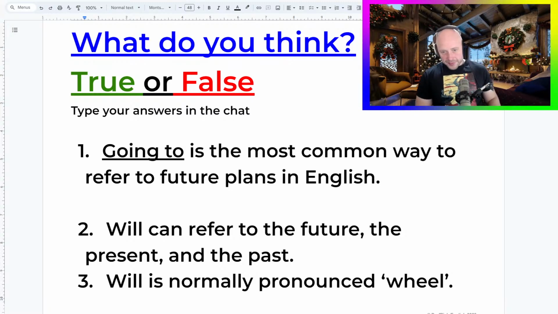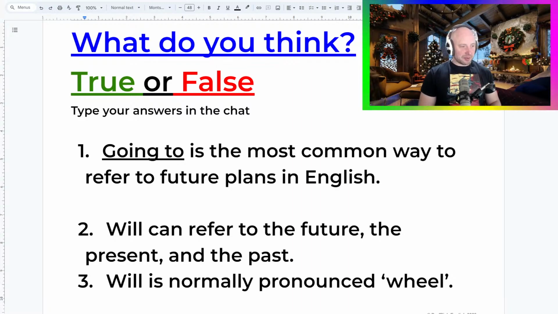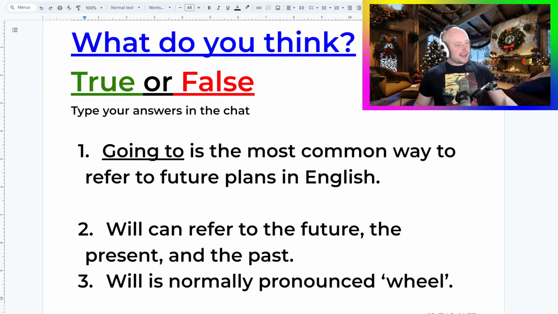Who killed him? It'll have been the butler for sure. It will have been the butler for sure. There's an example of using will for the past. So, in fact, you can use will for the present and the past as well. Ta-da! And these are the things that we're going to talk about today.